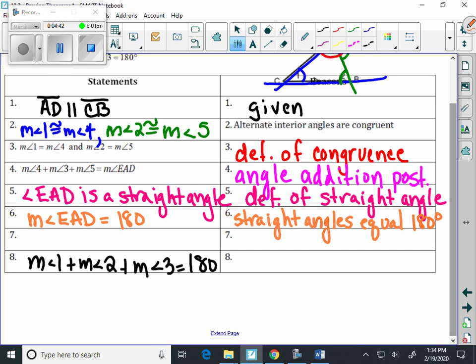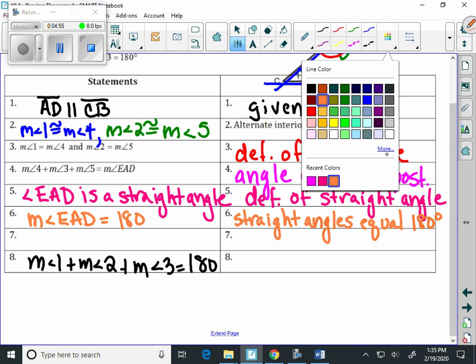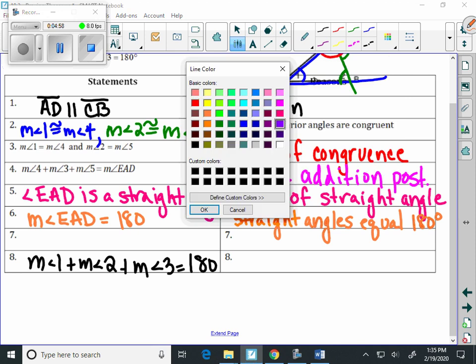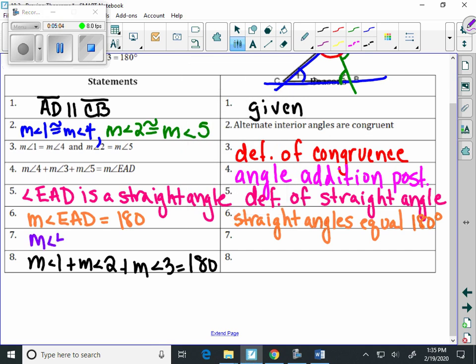So now, we've got measure of angle 4 plus measure of angle 3 plus measure of angle 5 equals the measure of angle EAD. And now that we know that the measure of angle EAD equals 180 degrees, we can say that the measure of angle 4 plus the measure of angle 3 plus the measure of angle 5 equals 180 degrees. And what we did is we replaced the measure of angle EAD with 180 degrees, which is the substitution property.